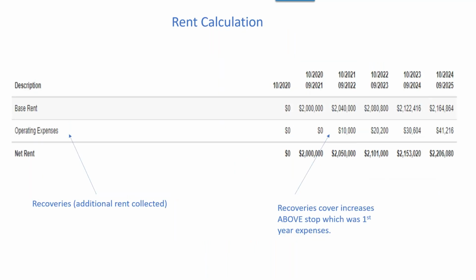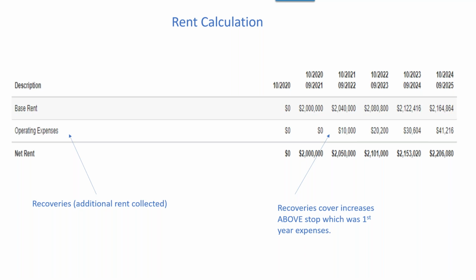So this is what you would see when you do the calculations. In a simple example anyway, you've got your base rent projected out over, to keep it simple here, just a 5-year lease. And then you see your operating expenses. So 2020 was when the lease started. There's nothing there, but what would show up there is if you had some tenant improvements, as we'll see in a minute. But then the first year of the lease, you see operating expenses 0. And then you see 10,000, 20,000, 30,000, 41,000. So what's going on there?